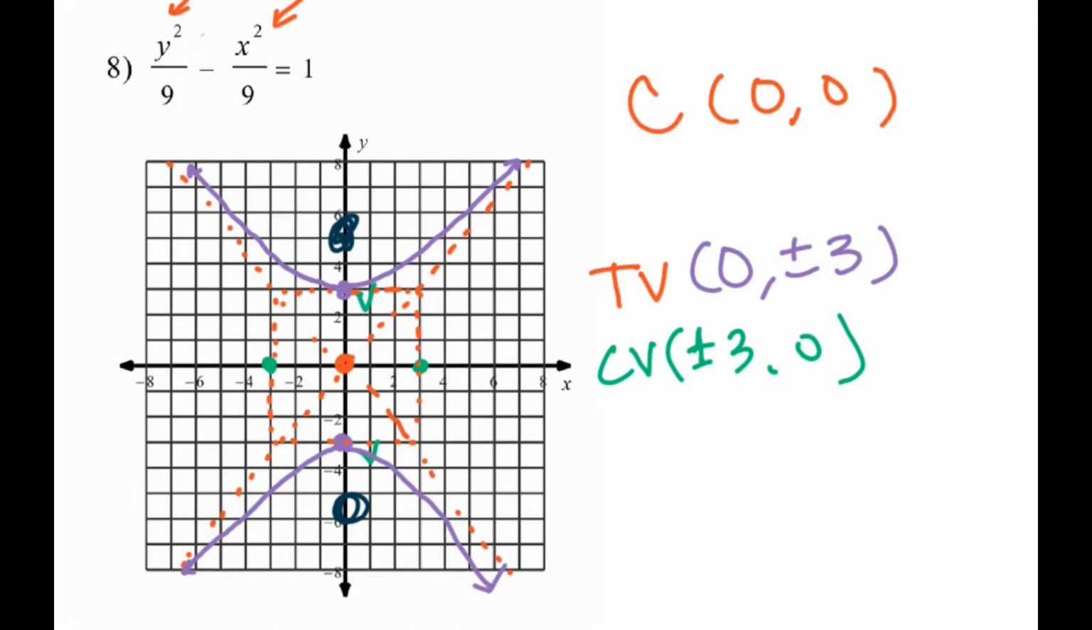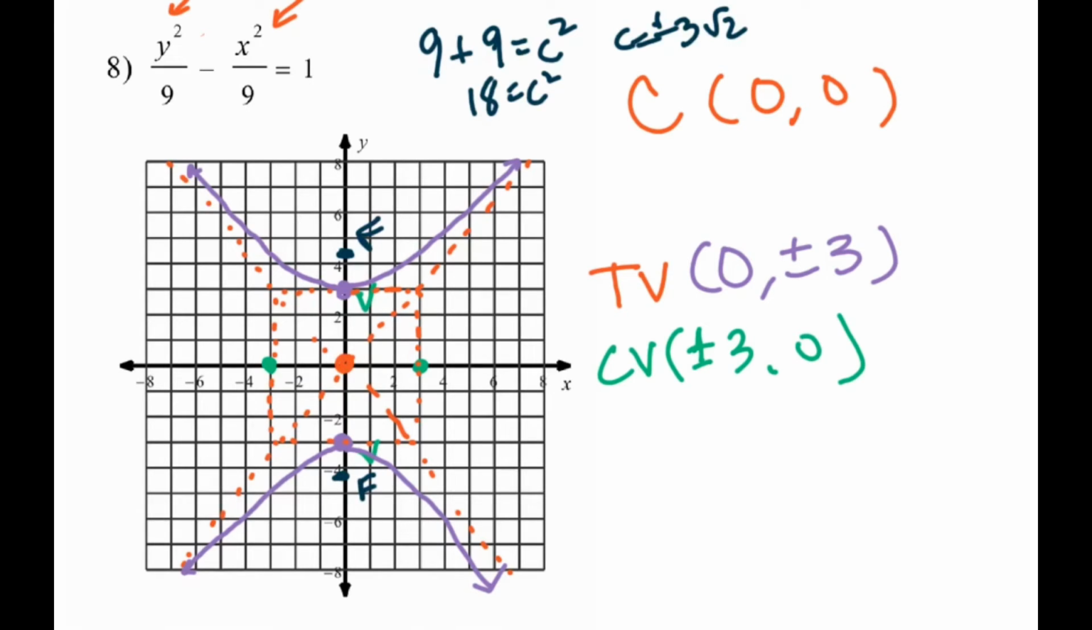So I know that already. Okay, so I'm going to do a squared plus b squared equals c squared. So that's 18 equals c squared. So c is equal to the square root of 18, which is 3 square root 2, plus or minus. Get a decimal approximation for 3 square root 2. It's going to be 4.24. So I'm going to go up 4 and a little bit, and down 4 and a little bit, and that's going to be my foci. So my foci will be 0, comma, plus or minus 3 square root 2. And that's a completed graph.